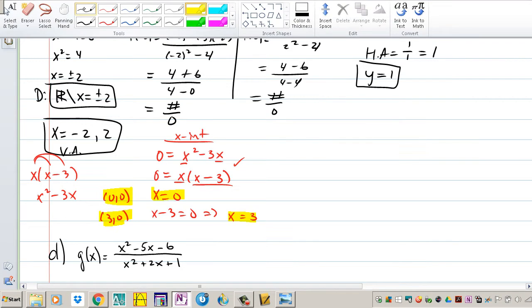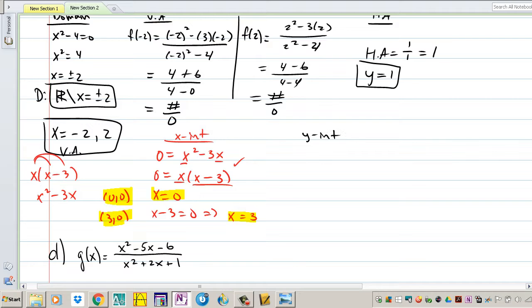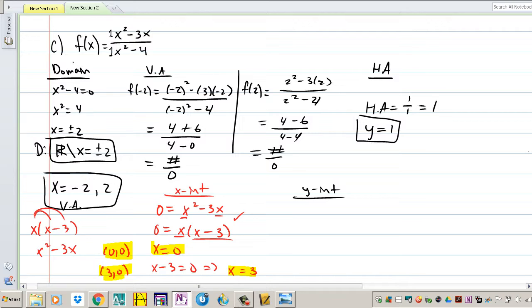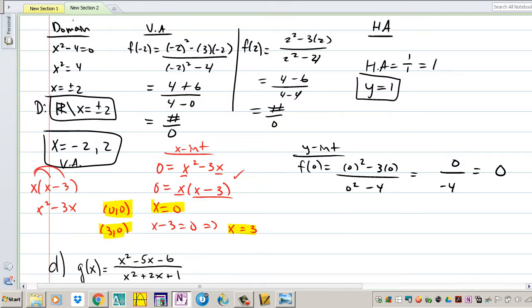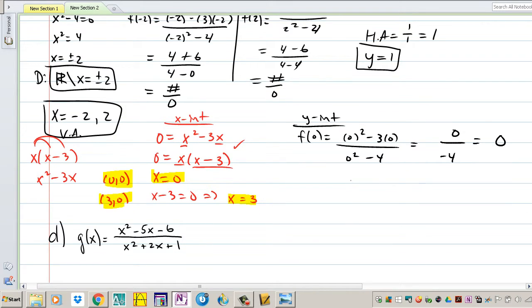For the y-intercept, you set x equal to 0 and you solve. Okay, so let's do this. So f of 0 is equal to 0 squared minus 3 times 0, all over 0 squared minus 4, and this becomes 0 on top, negative 4 on the bottom, and that is always going to be 0. So your y-intercept is y equal to 0, or in point form it's (0, 0). You could use one of these two answers depending on what your professor wants.